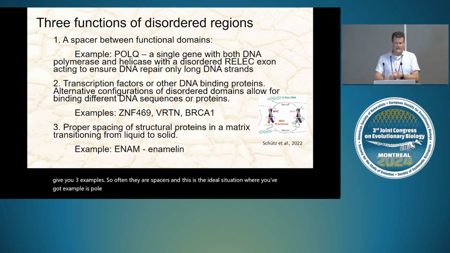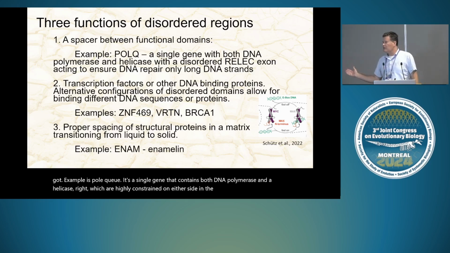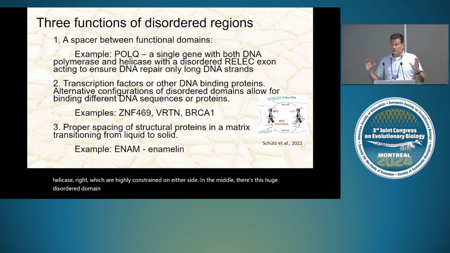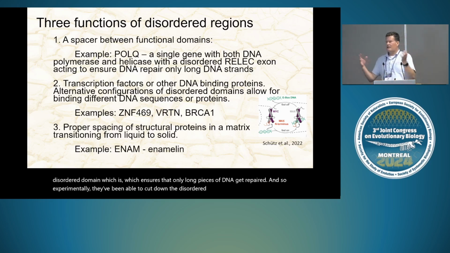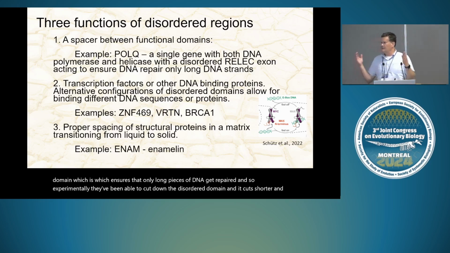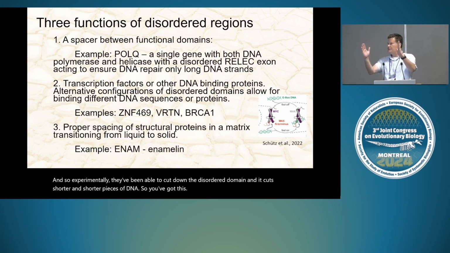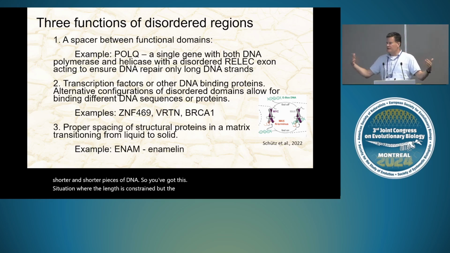It's a single gene that contains both DNA polymerase and a helicase, which are highly constrained on either side, and in the middle there's this huge disordered domain, which ensures that only long pieces of DNA get repaired. And so experimentally they've been able to cut down the disordered domain, and it cuts shorter and shorter pieces of DNA. So you've got this ideal situation where the length is constrained, but the amino acid composition isn't very constrained at all.